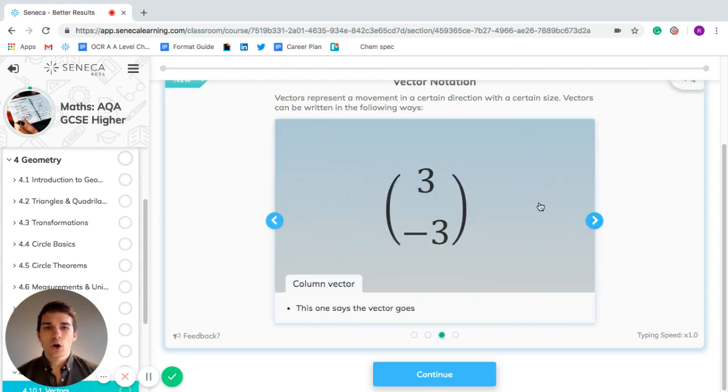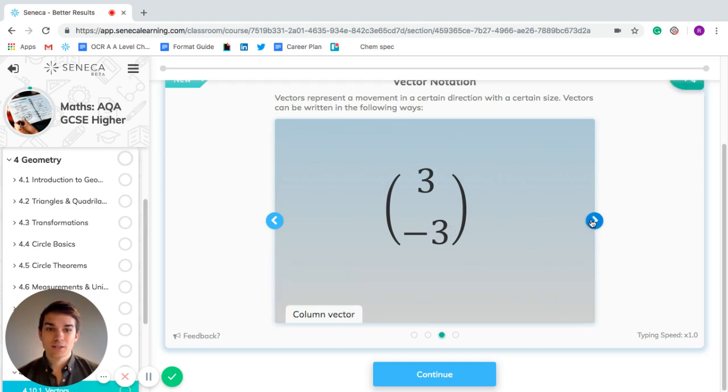You can also have something called column vectors. So they are vectors that tell us the direction and size of the vector. So in this situation, you've got a 3 at the top, which tells us it moves 3 in the positive direction along, and then -3 on the bottom, which tells us it moves 3 down in the negative direction. You can use the same rule as coordinates, so along the corridor first, and then up, or in this case down the stairs for this situation.